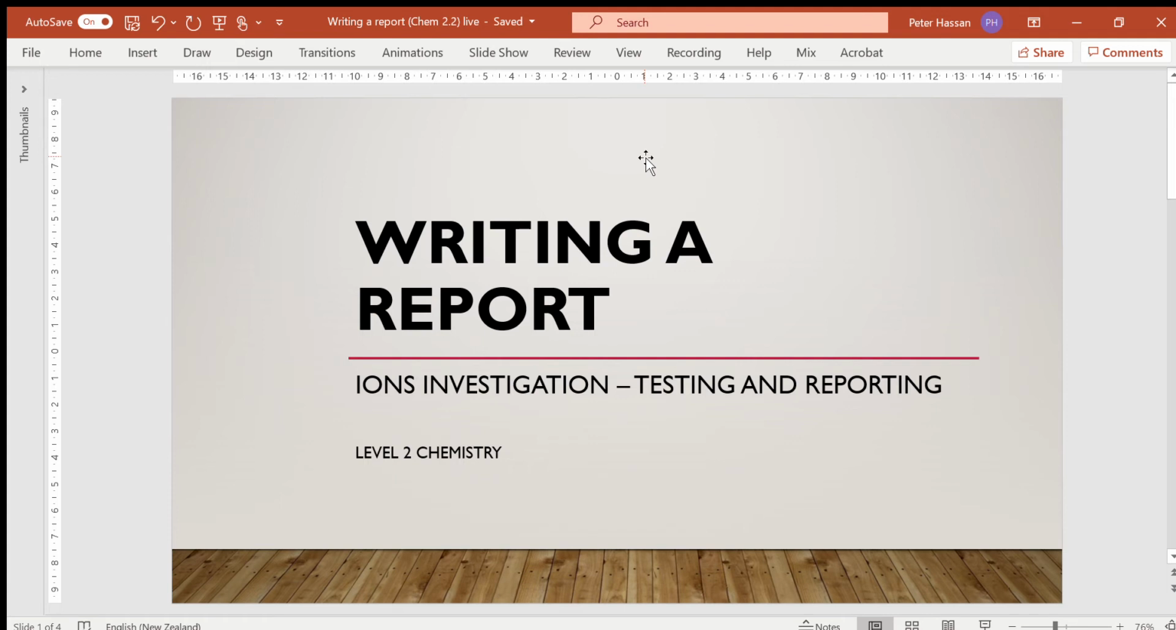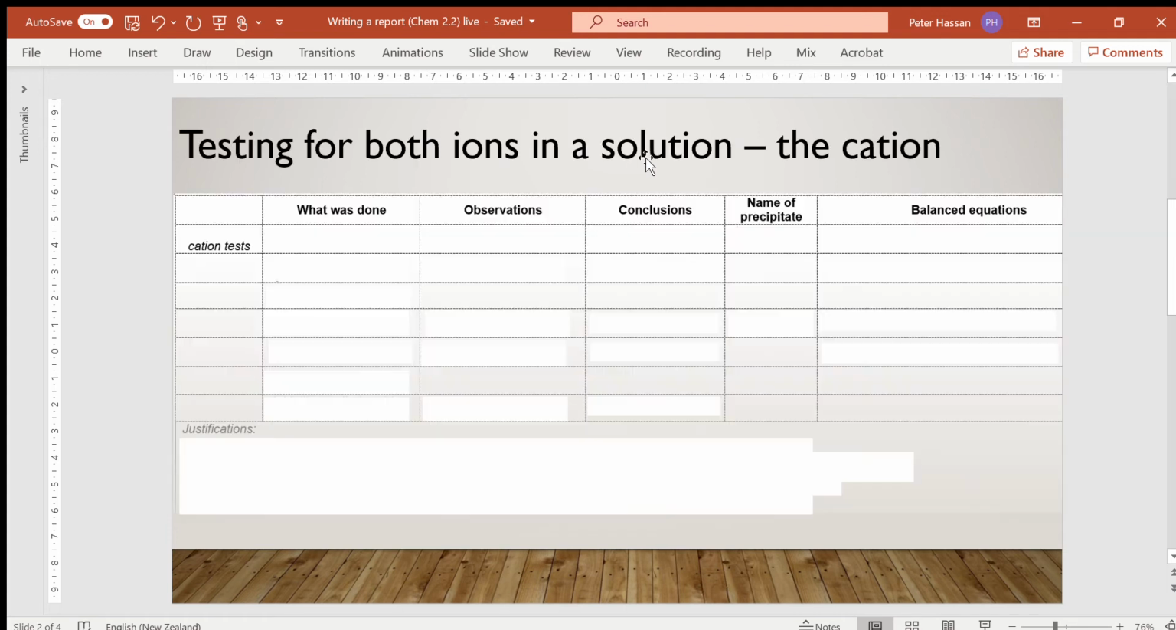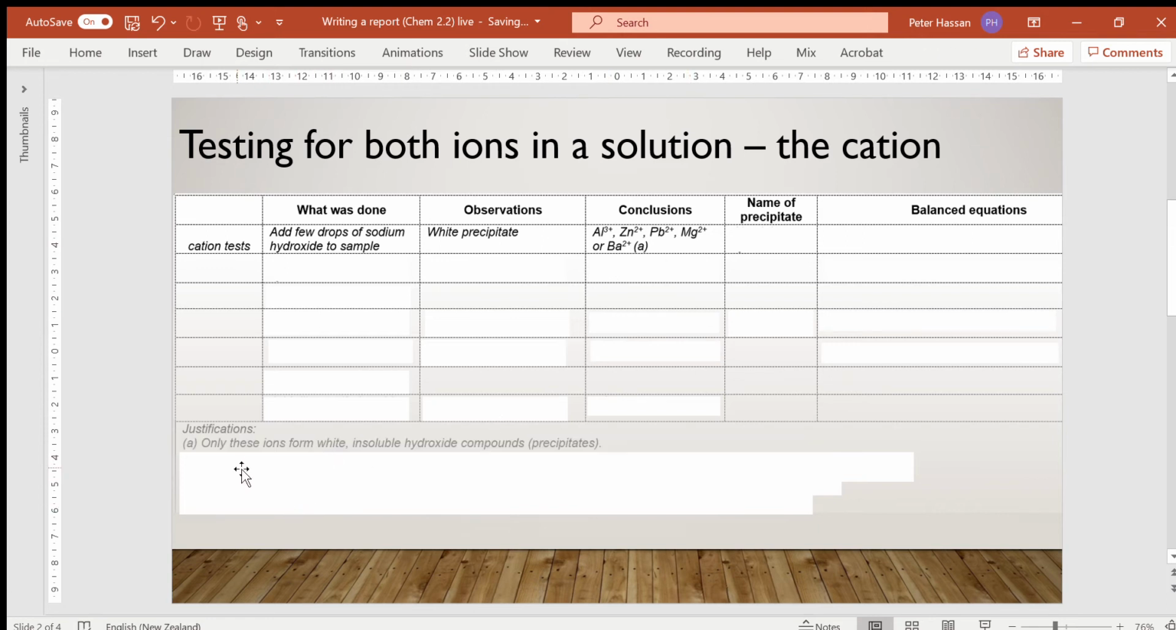What you'll need for this is the ion flowchart that we've been using in class. The first step for the cation test is to add a few drops of sodium hydroxide. Now in this case we observed a white precipitate and we concluded that it's one of these ions. The reason for that is that only these ions form white insoluble hydroxide compounds, in other words precipitates.